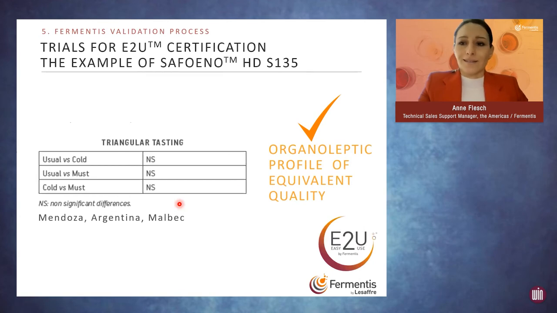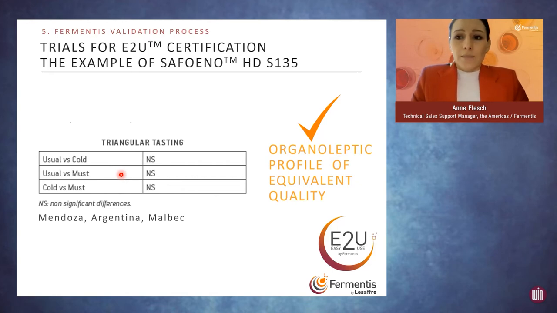And finally, and like I said, always importantly, we want to make sure that when you taste the wine, you cannot see significant difference between the wines, that they are of equivalent quality and profile. And we usually do that by doing triangular tasting. So we have these three scenarios: usual, cold, must, and we do triangular tasting with professional panels, and we are assessing whether or not the panel can find significant difference between the wines.